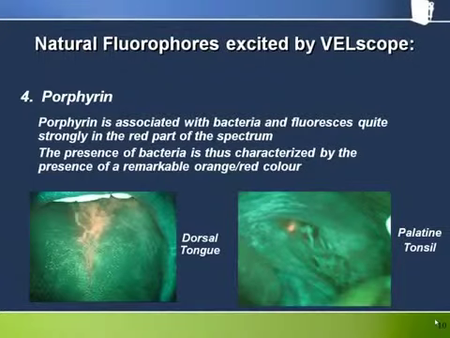Porphyrin is produced by bacteria and fluoresces quite strongly in the orange or red part of the spectrum when excited by blue light. The presence of bacteria is thus characterized by the presence of a remarkable orange-red color, as can be seen in these images of some bacteria giving off an orange glow from a tonsillar crypt, and also from some fissures on the dorsal surface of the tongue.